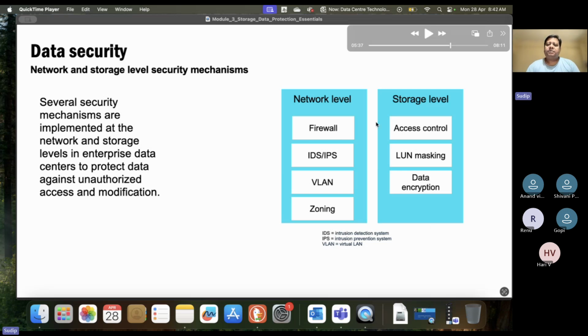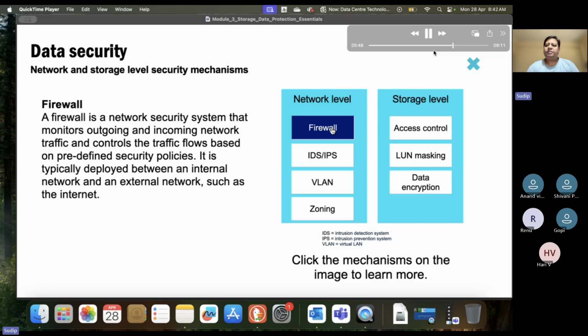We have certain aspects written here, so we'll briefly touch upon them right now, not go in depth, just to make you understand what they mean and what is their purpose. So we'll start with some of the concepts in network level cybersecurity, and then we'll get into the storage level. Okay. So first thing, what's a firewall?